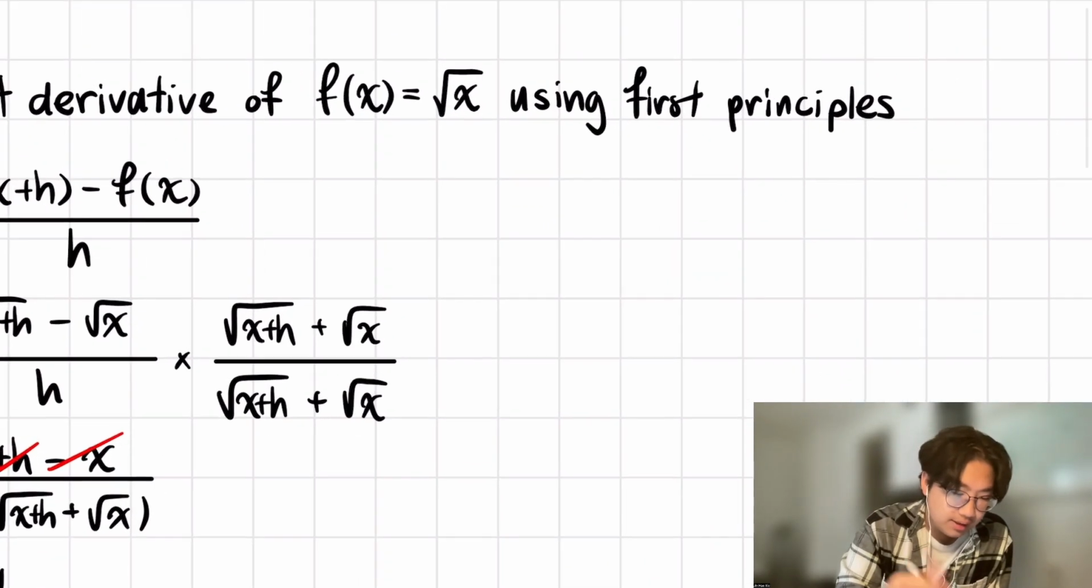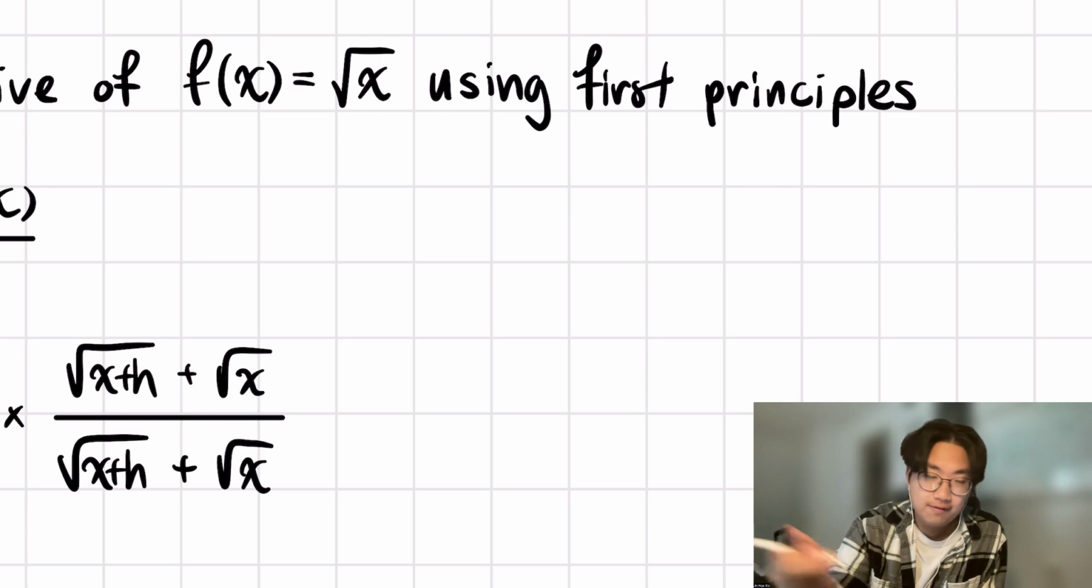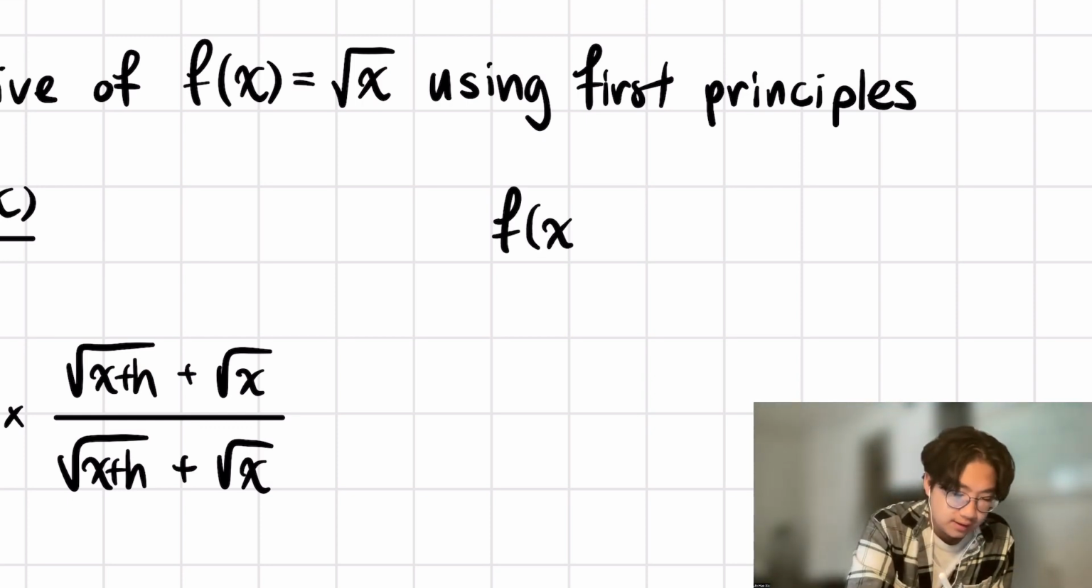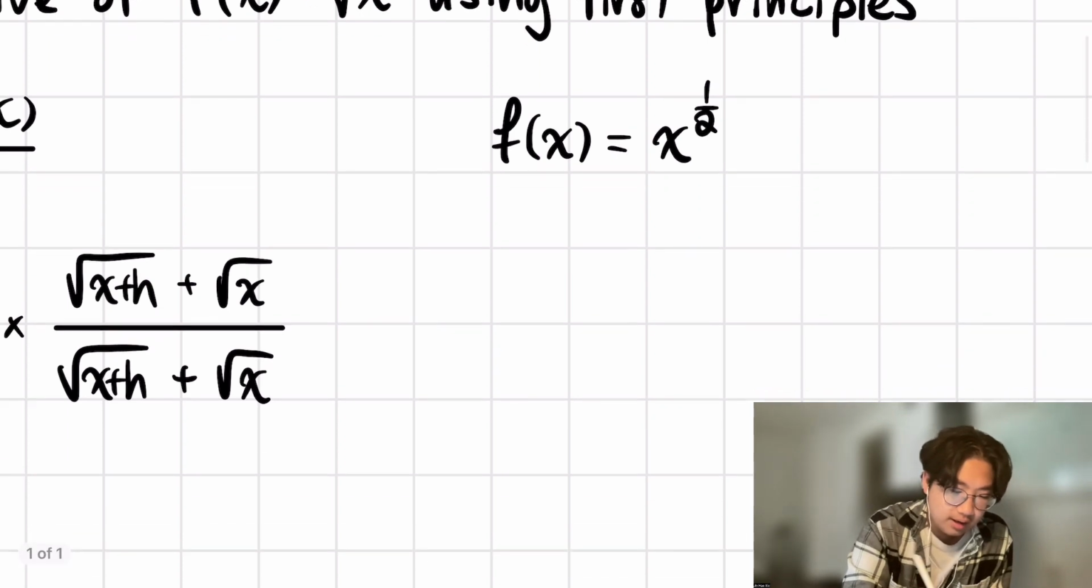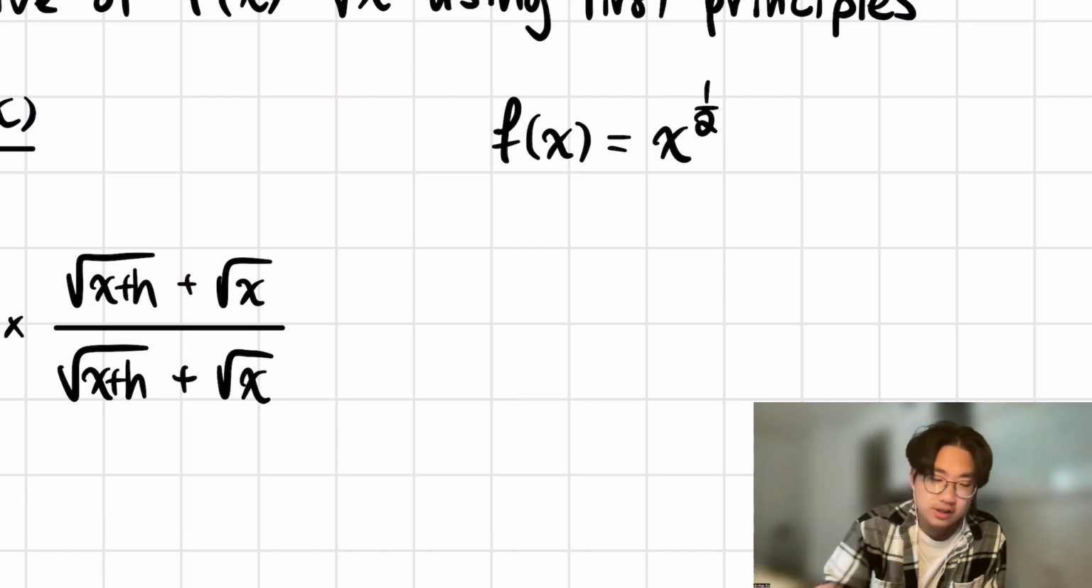And again, you can always quickly check to verify that this is correct. We can always, again, write root x as x to the power of 1/2. So you have f of x is equal to x to the power of 1/2. And then if we just use the typical power rule, so derivative rules, in order to try to find the derivative, you'll see that it does indeed check out.